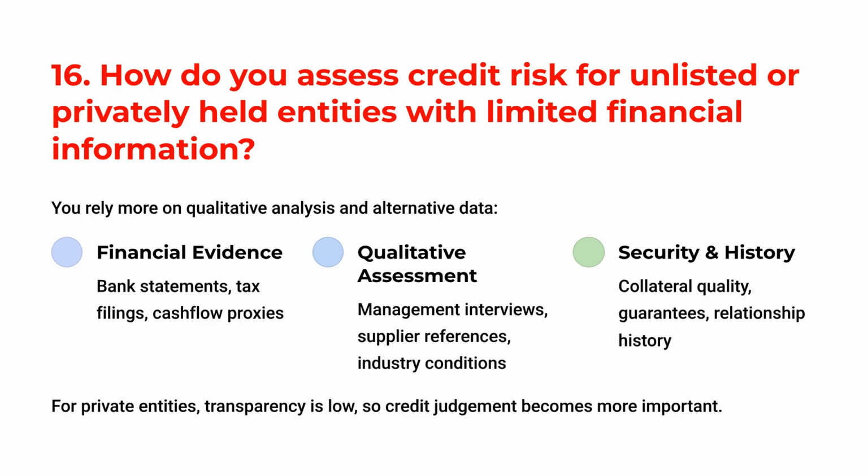How do you assess credit risk for unlisted or privately held entities with limited financial information? You rely more on qualitative analysis and alternative data. You examine bank statements, management interviews, supplier references, industry conditions, cash flow proxies, tax filings, collateral quality, relationship history. You may also request guarantees or additional security. For private entities, transparency is low, so credit judgment becomes more important.